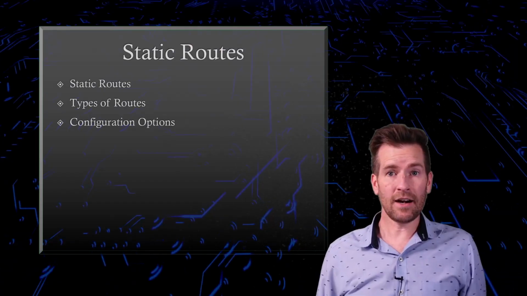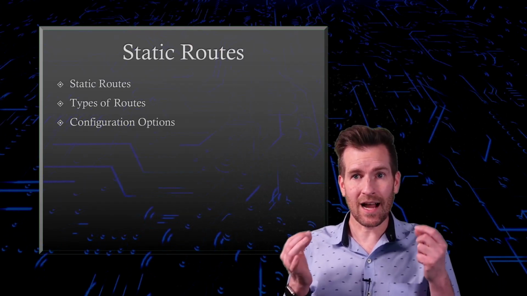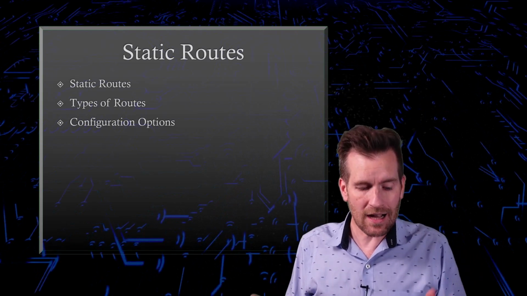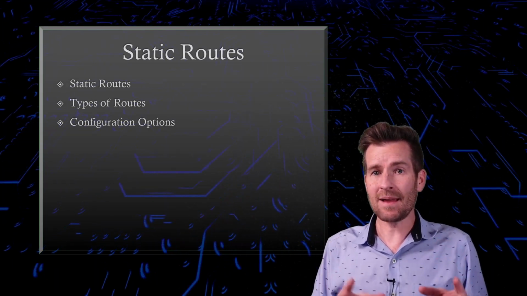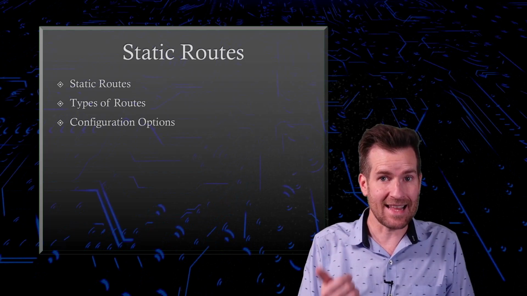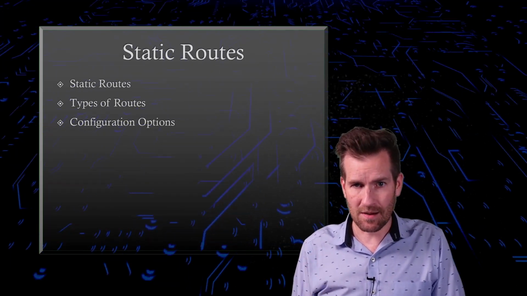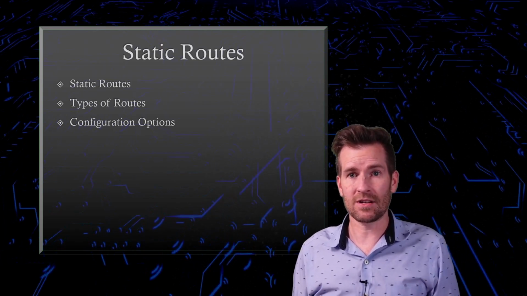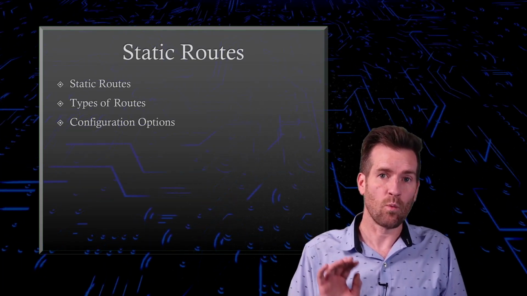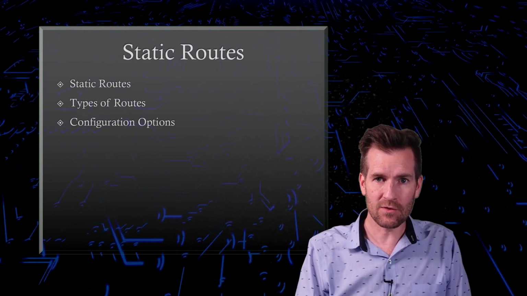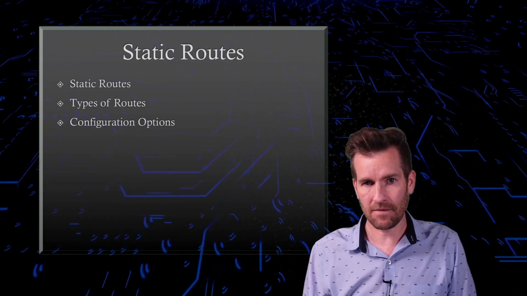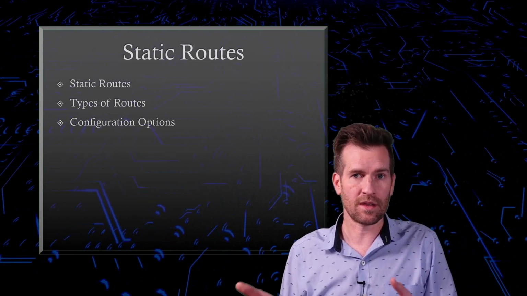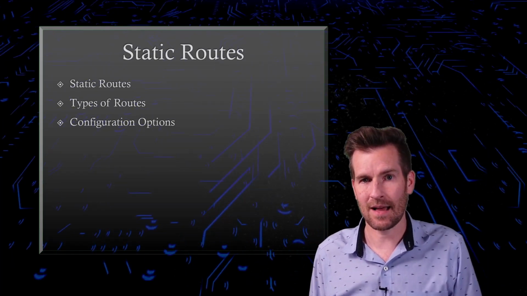All right, so there you have it, static routes. We talked about static routes, some of the pros and cons of them. We talked about types of routes, whether that is the standard route, the default route, the summary route, or a floating route. And then we talked about some configuration options, whether it's the next hop IP address, or the exit interface, or you could specify both the exit interface and the next hop IP address.